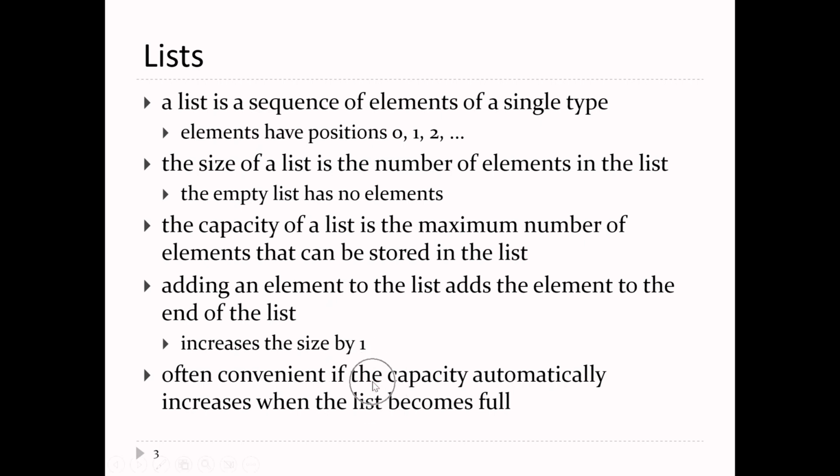And finally, you can have a fixed size list, so a list whose capacity never changes. But it's often convenient that you want a list whose capacity can change as needed. So if you start out with a capacity of 8, and you want to add 20 elements to it, the list just increases its capacity somehow, so that it can hold the extra elements. So it's nice if you can automatically increase the capacity of the list.